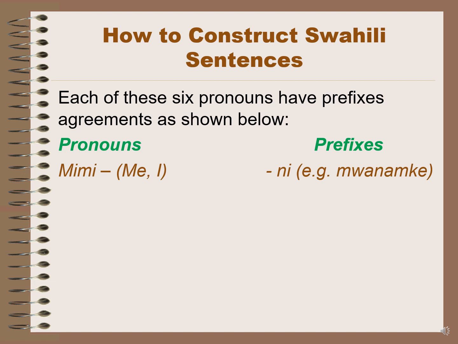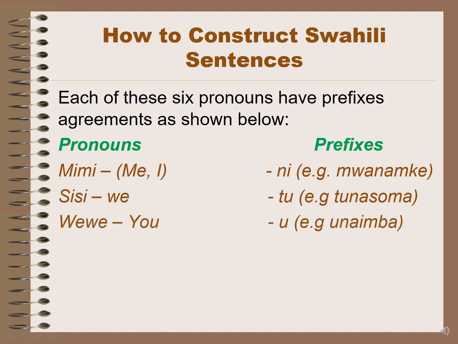So number 1, pronouns mimi, meaning me or I, its prefix is ni. For example, mwanamke is a woman. When you want to say I am a woman, you say mimi ni mwanamke. Sisi means we, and prefix for sisi is tu. An example that we have here is tunasoma, meaning we are reading. So sisi tunasoma, it means we are reading. Wewe, that is you, the prefix is u. For example, when you say unaimba, it means wewe unaimba. In English is you are singing.